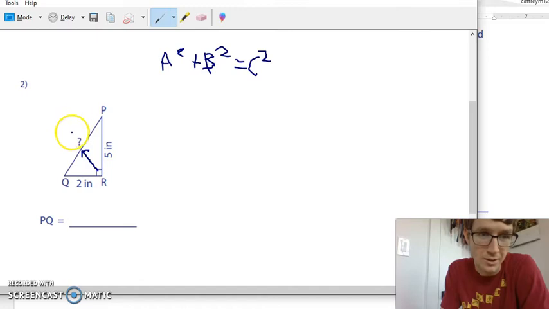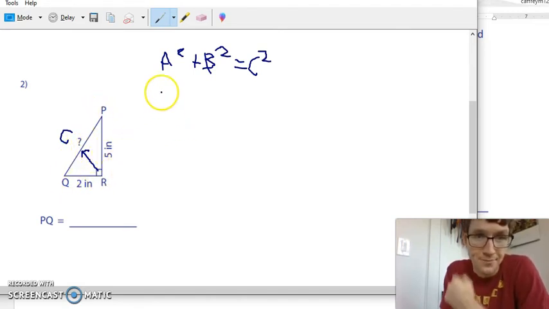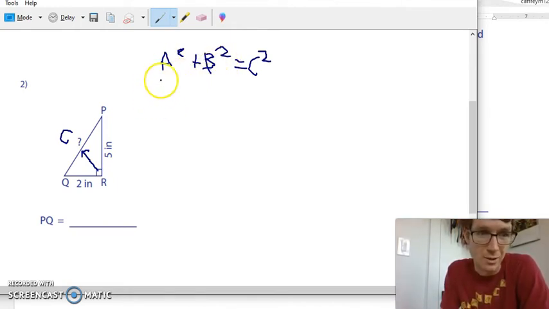So I'm going to label this triangle C. One of the first things I do is I like to label my triangle A, B, and C, so it fits into the Pythagorean theorem. So C is always the longest side, C is always the hypotenuse, it's across from the right angle. Now A and B stand for the legs, and it doesn't really matter which one you say is A and which one you say is B. So I'm going to say this is A, I'm going to say this is B.